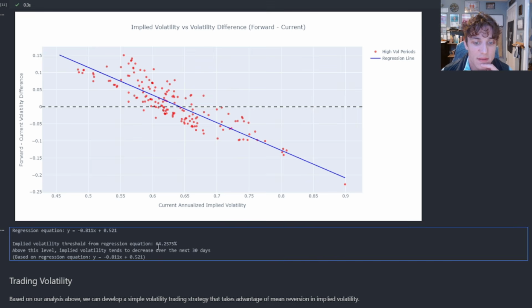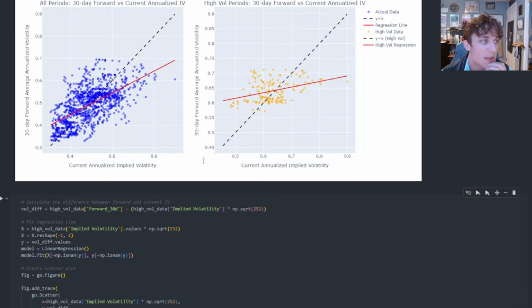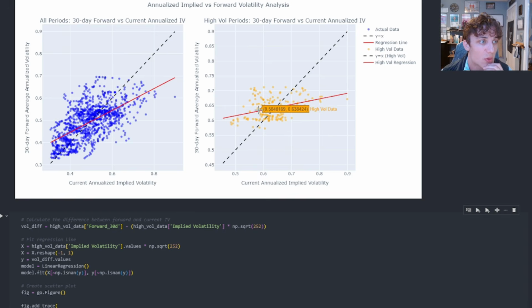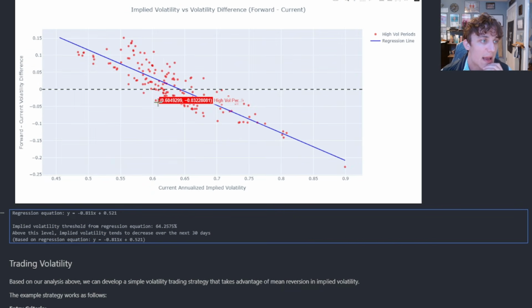So anything above 64.2575%, we tend to see the average implied volatility over the next 30 days decrease. What does that mean? Well, that means we can sell high, buy low. So we're essentially collecting that difference. And this chart hopefully makes it more concrete, whereas this chart shows the dynamic on both the long and short side. This will show the dynamic on simply just that sell high, buy low side.